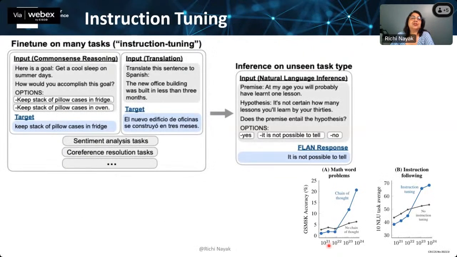That's how instruction tuning looks. You say, here is a goal: get a cool sleep on summer days. Then it asks, how would you accomplish this goal? Keep a stack of pillowcases in the fridge or in the oven. Then you give it the answer, that this is the correct answer. If it's a translation problem, you give it machine translation and so on. So there are lots of varieties of these instructions given with the input data that is part of the corpus. And then they are trained on these responses.